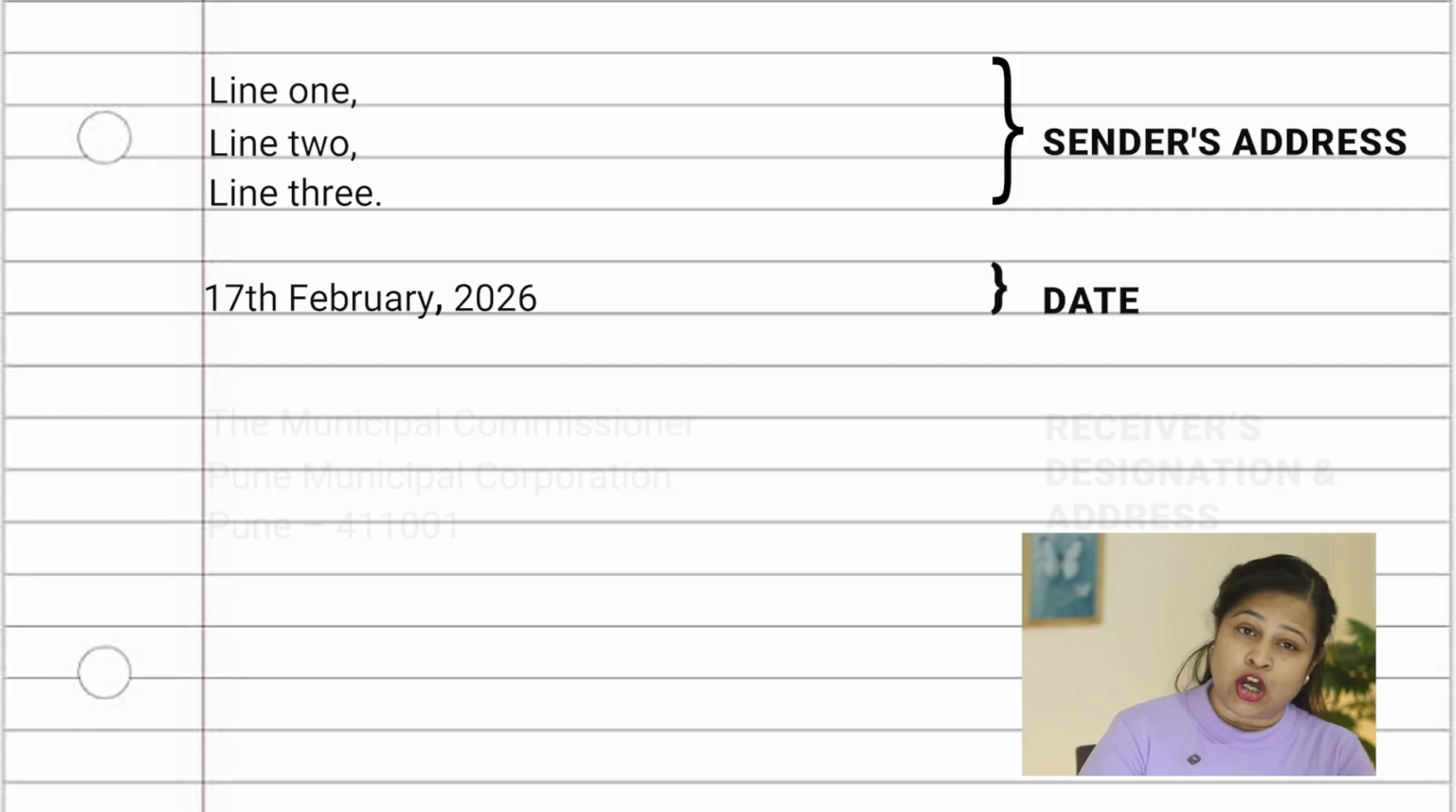Now we'll come to the third part of the format, and that is receiver's designation and address. Now see, this is a huge scoring point for you all. Write the designation and the address exactly as it is given in the question. Apna dimag nahi lagana hai. Don't change it. Okay. If it is written to the traffic police, then write to the traffic police. Then if it is written to write to municipal corporation of your city, then write municipal corporation.